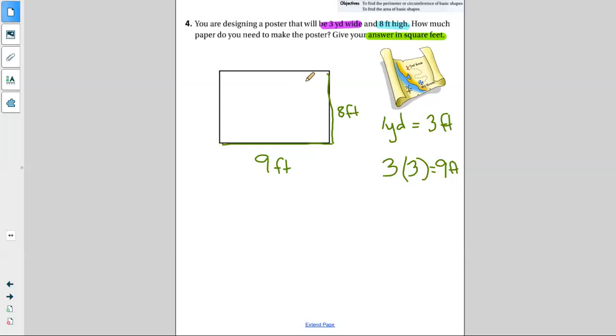And then the question now is just how much paper do you need? So that's an amount of space. So we want to calculate the area. Remember, area is base times height in a rectangle. Pretty simple. So our area is going to be 9 feet times 8 feet, giving us a total of 72 feet squared.